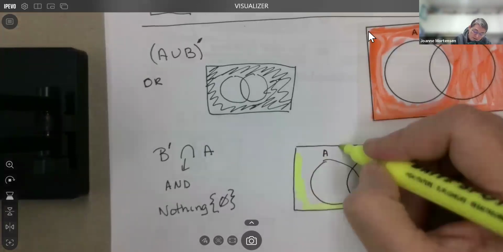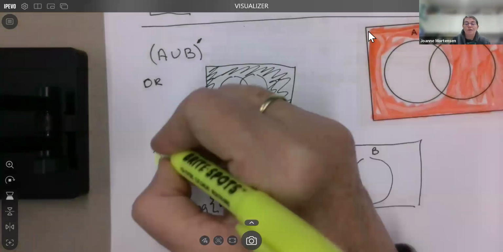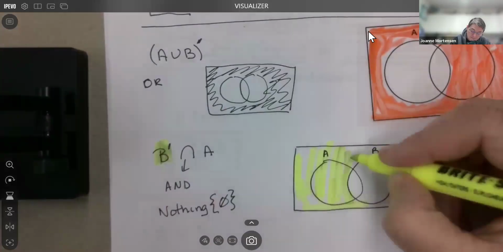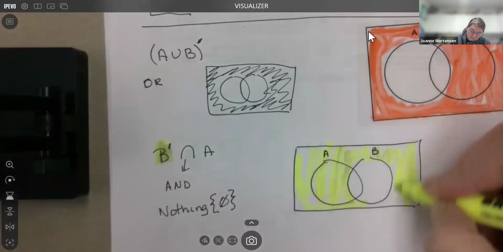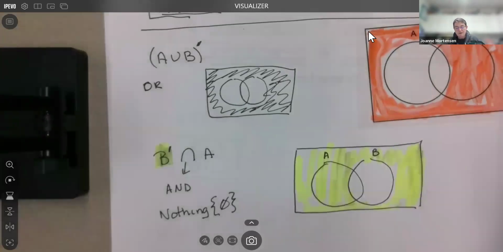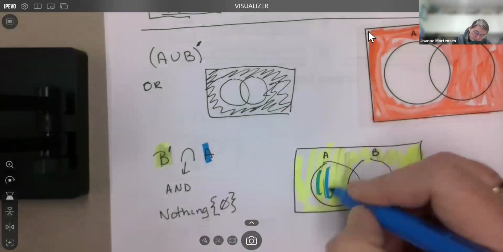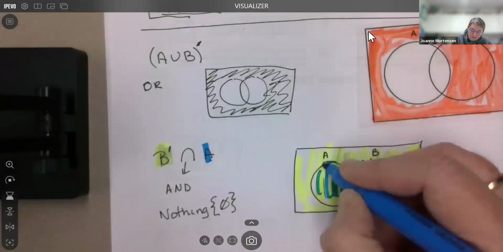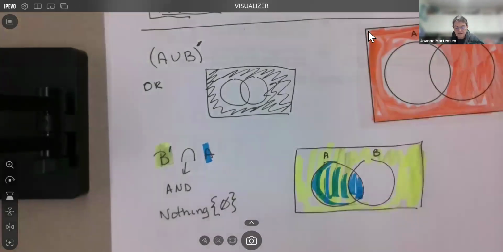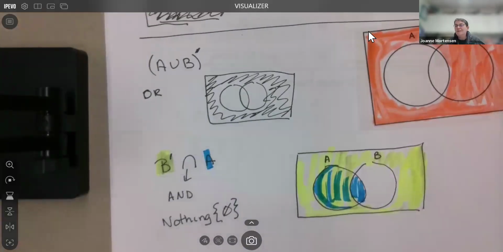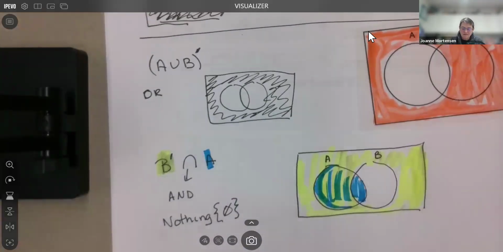So B prime is this. I'm gonna do this. Oh, I'm making a mess. There's my B prime. I want to do A. I'm going to do A in blue. Okay, so it looks like that is what we would call A, but not B. Okay, so I figured out what I did wrong. I really hope some of you are yelling at me. Okay.